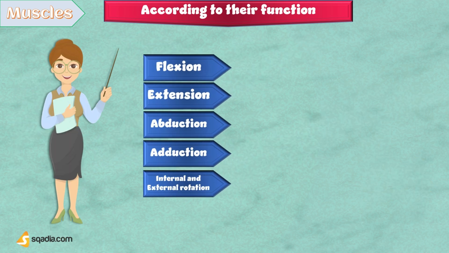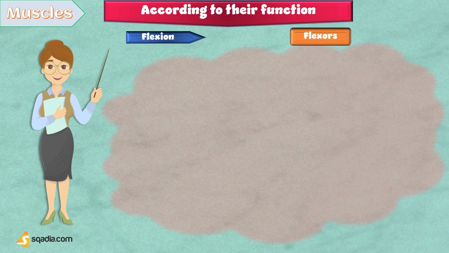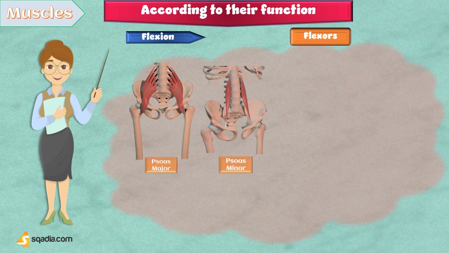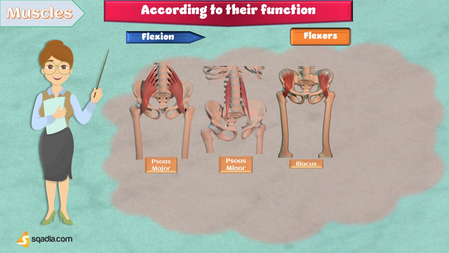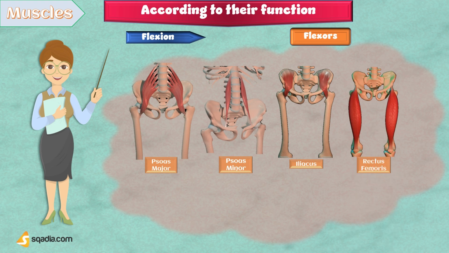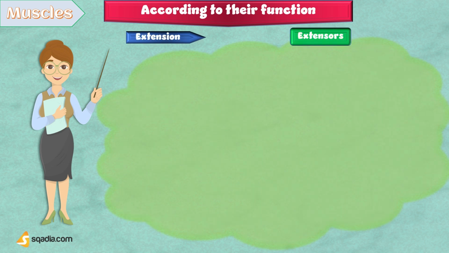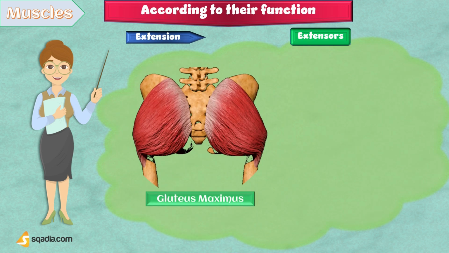So, the muscles that bring about flexion are called the flexors. These are psoas major, psoas minor, iliacus, rectus femoris. A simple mnemonic to remember these muscles is, people might perceive it as reckless, where each capitalized letter represents a muscle as shown here. As for the extensors of the hip joint, these are gluteus maximus and hamstrings.